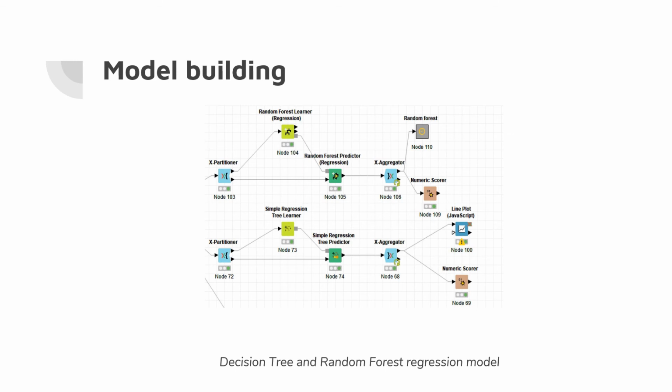Here is the layout for the decision tree and random forest regression models that we developed. As you can see, there are learner nodes and prediction nodes for each of these models that were derived from the cross-partitioner node, and eventually the output from the prediction nodes was fed into the cross-aggregator node, which resulted in the visualization nodes for line plots and numeric scorers.